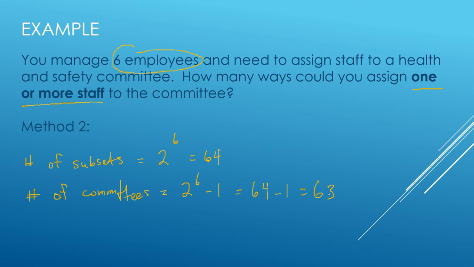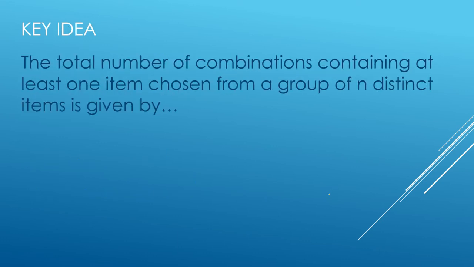So this brings us to another key idea. It's actually related to the previous one, but the number of combinations containing at least 1 item chosen from a group of n distinct items is not 2 to the power of n. It would be 2 to the power of n minus 1. So it's very similar to the number of subsets, but if we're looking at the number of subsets where you have to have at least 1, you subtract 1. And it makes sense because you need at least 1 item. Or in other words, you don't count the null set.